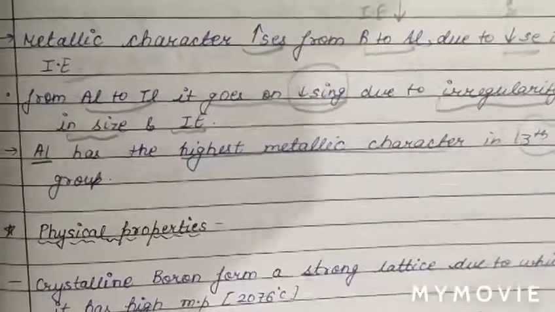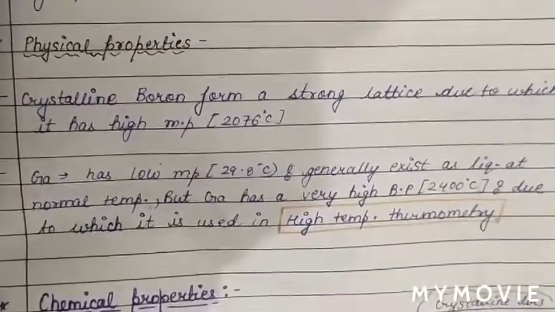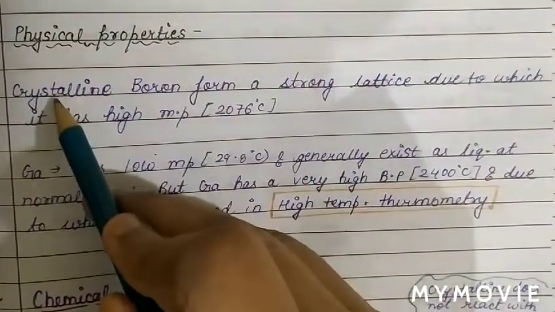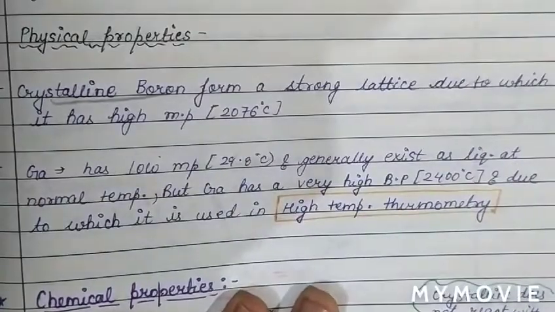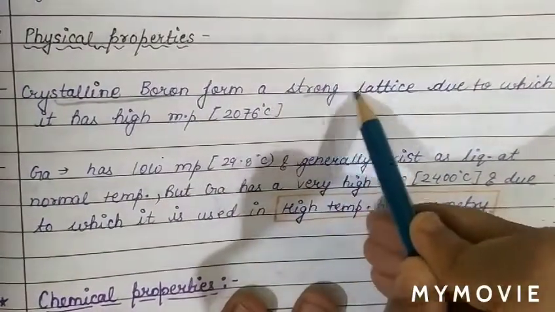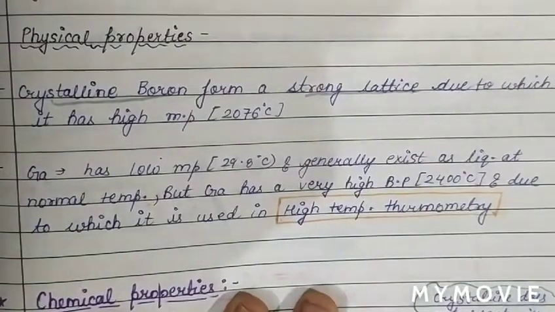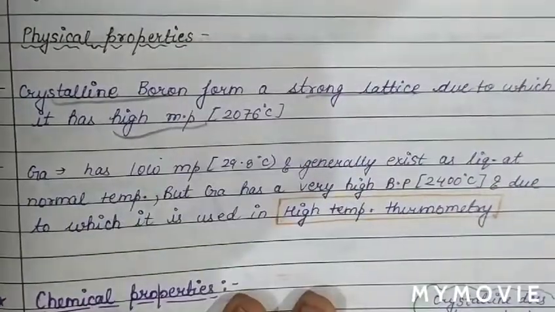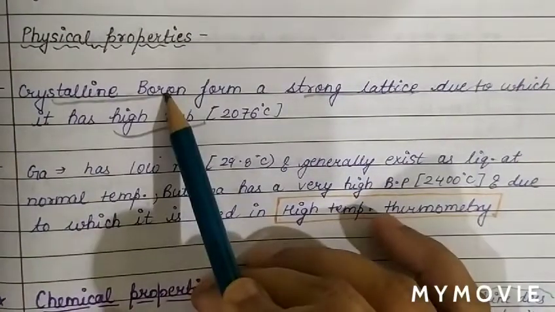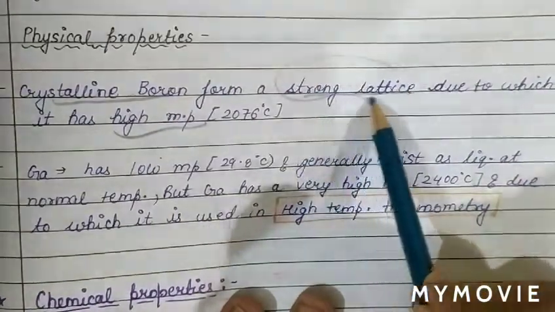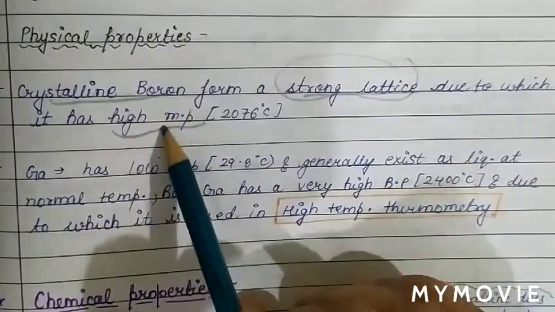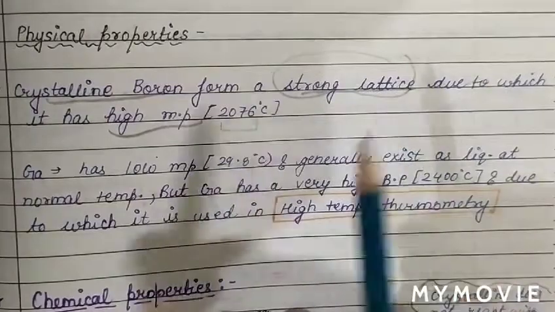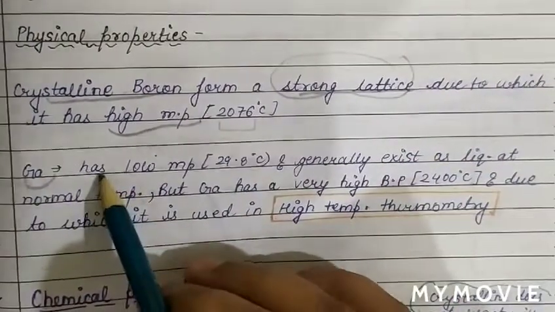See the next physical property of group 13 elements. In group number 13, crystalline boron forms a strong lattice. Crystalline boron exists in the form of a strong lattice, due to which it has a high melting point of near about 2076 degrees Celsius, while gallium has a low melting point.